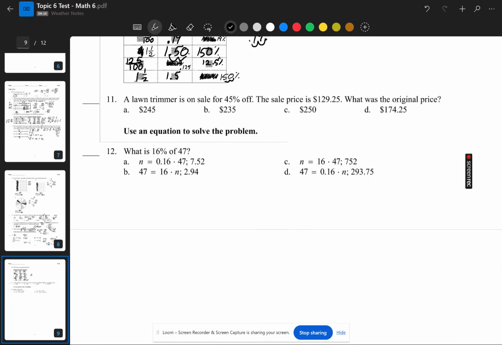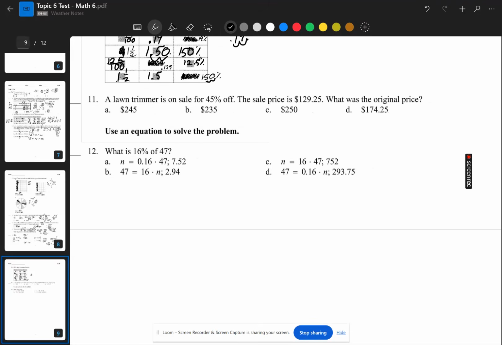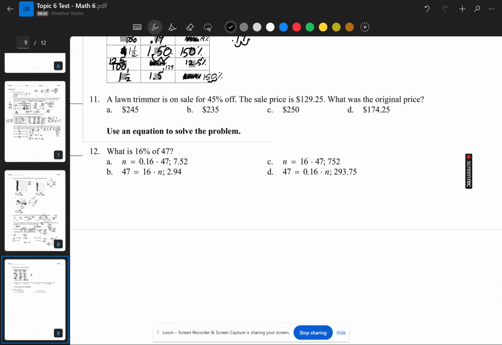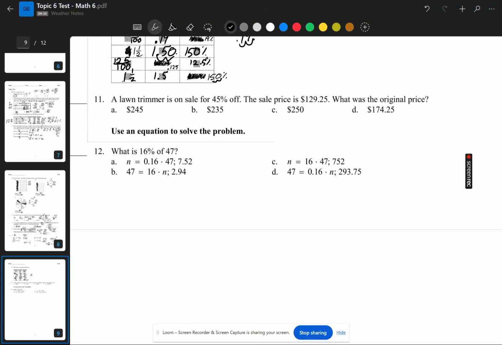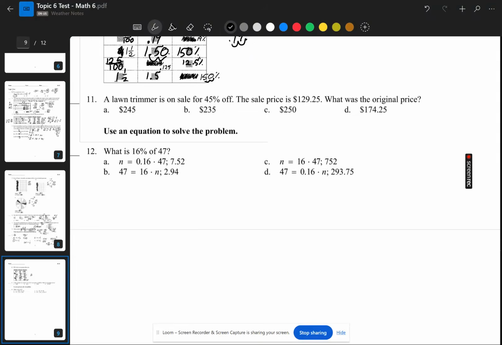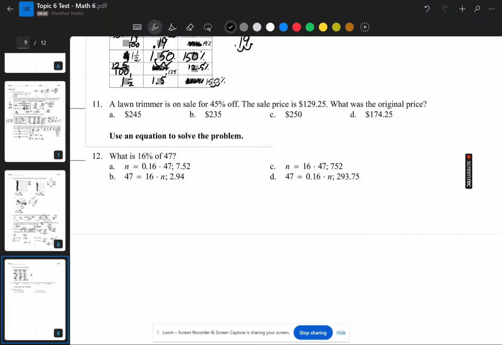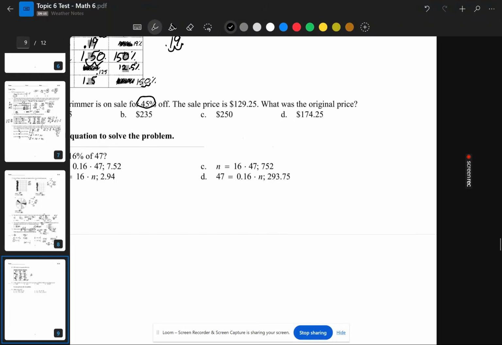Number 11, a lawn trimmer is on sale for 45% off. The sale price is $129.25. So I need to know, first of all, what was the discount, or what price of it am I paying? So I take this 45%. So I do 100% minus 45%, and that's going to get me 55%.